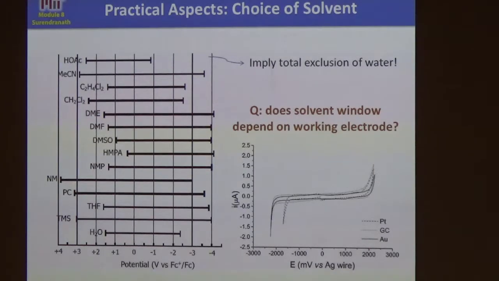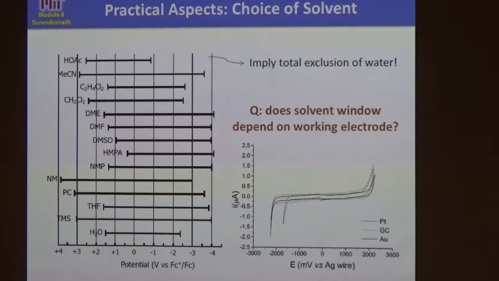If I have an electrode that's very catalytically active, like platinum, its surface can catalyze reactions that, for example, a carbon electrode would be unable to do. GC here refers to glassy carbon. It's a variant of graphite. So you can see that the solvent windows for, say, gold and platinum and glassy carbon are different. And of course, they're different because the surfaces have different catalytic activities.